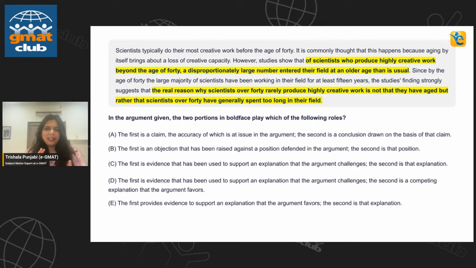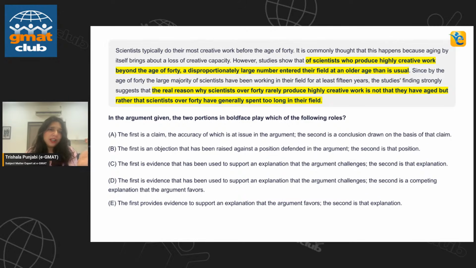So this is basically the common view that is there, right? That because people age, they are not that creative anymore, which is why scientists do their most creative work before the age of 40. However, studies show that scientists who, let's take a breath here, whenever 'however' is mentioned in any particular passage at all, be it RC, be it CR, anything, 'however' just signifies a turn. You know, it's like the passage is going in one direction.